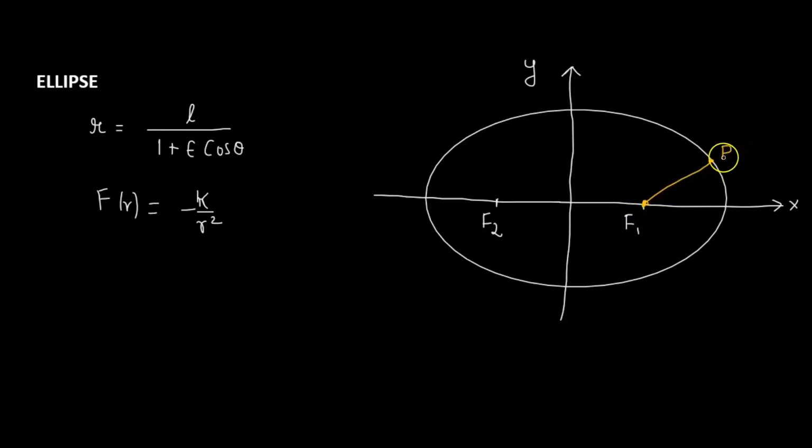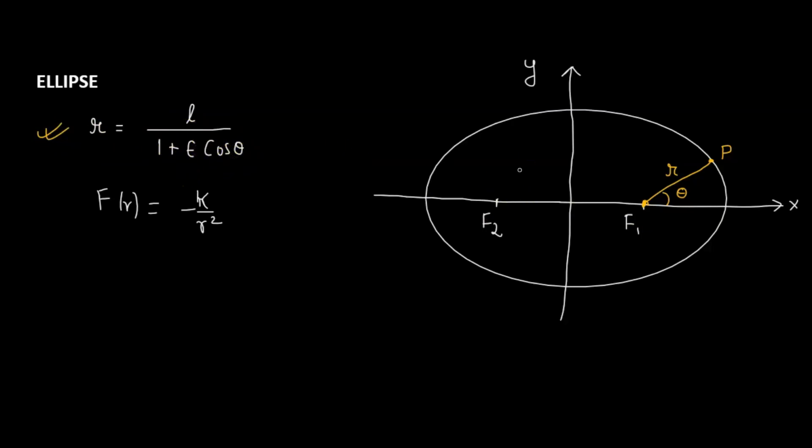So we need 2 parameters to define its position. One will be the radius, that means how much distance it's away from f1, and with what angle it is with respect to the x-axis. If we choose our origin at f2 instead of f1, then in the formula of the conic section, we have 1 minus epsilon cosine theta in the denominator.